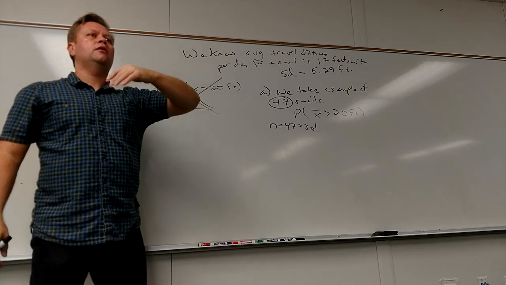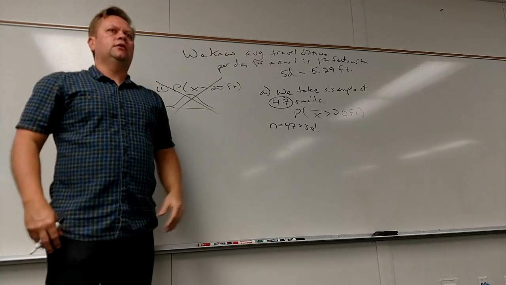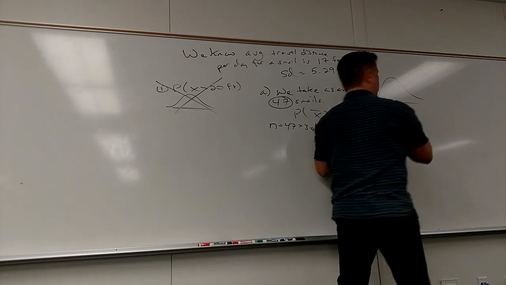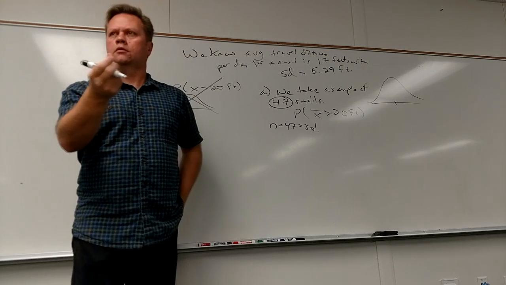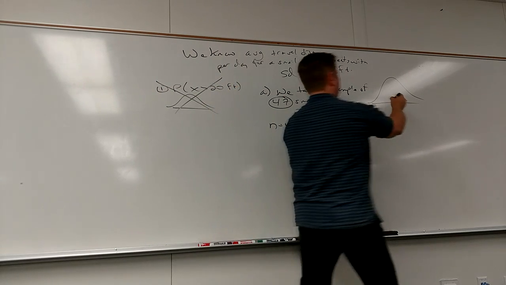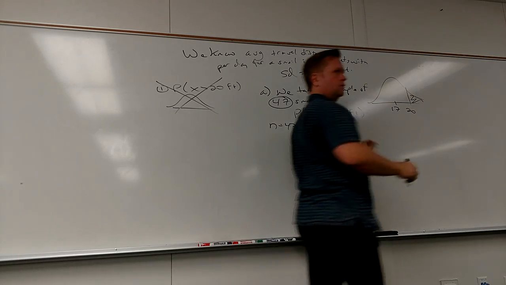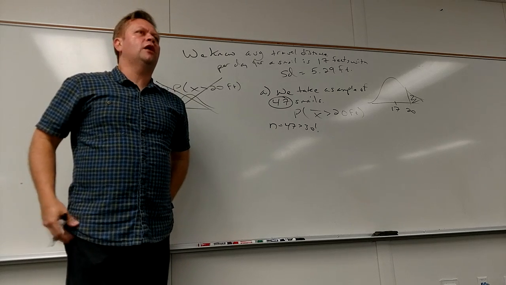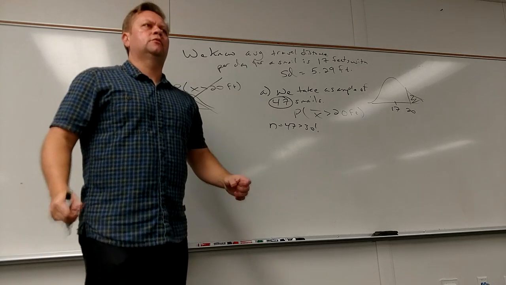Now before I go calculating anything, what do I need to get? So what's it going to look like? If I draw this picture, now I know it's normal. What's going to go in the middle? What goes in the middle? 17. Right, that's the mean. 17 goes right in the middle. Then I put my 20, and shade more than. And then you go to make a z-score, but what do you not have yet to calculate your z-score for this problem?